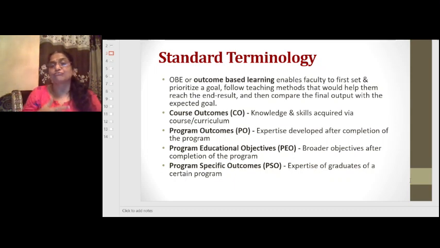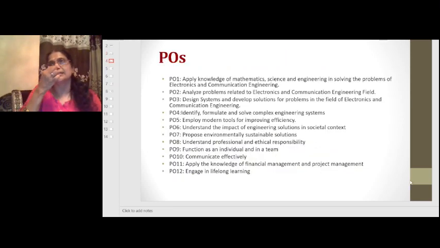Okay, so you have to get certain outcomes after completing the particular specific course, that is program specific outcomes. Okay, so we have learnt what is OBE, that is outcome based learning, and course outcomes, program outcomes, program educational objectives, and program specific outcomes. So now let's learn about POs. PO means program outcome. After completing the program, what are the outcomes expected?